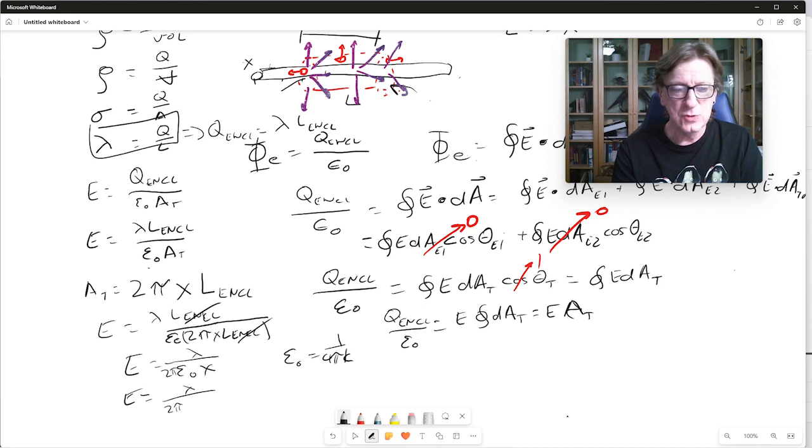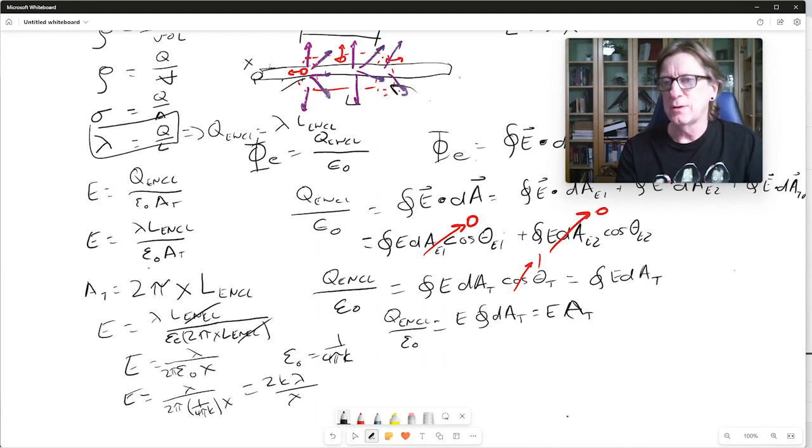over 2 pi times 1 over 4 pi k times x, of course, my pi's are going to cancel. We're left with a 2, so I get 2k lambda over x, which maybe is a little bit prettier, might be easier to use. If you're under a time crunch, though, there's really no point in cleaning it up like that. You can plug this number in. Epsilon naught is 8.85 times 10 to the minus 12, and you're going to get exactly the same numerical answer.